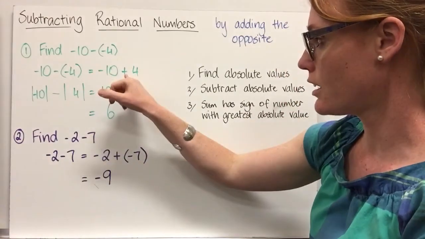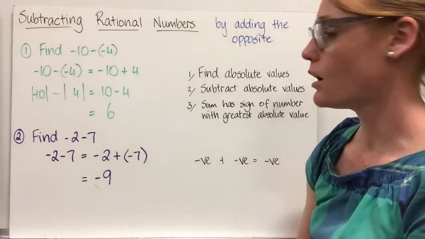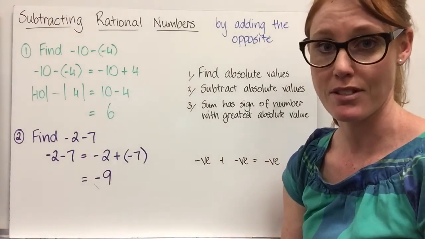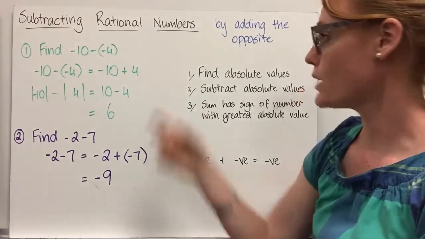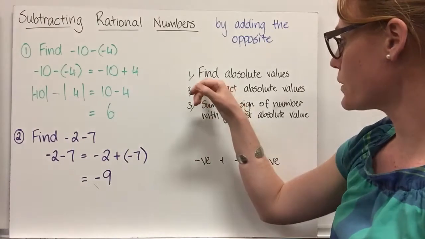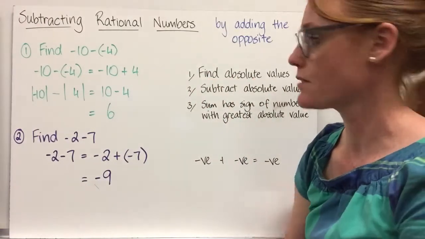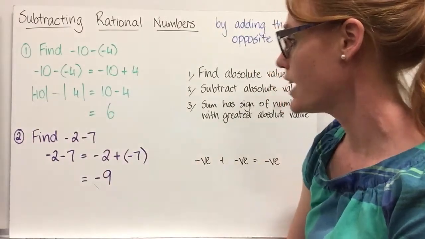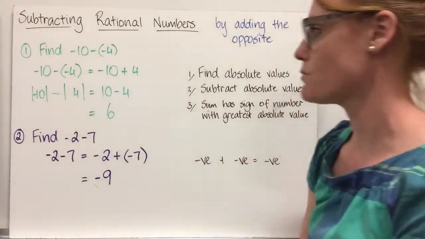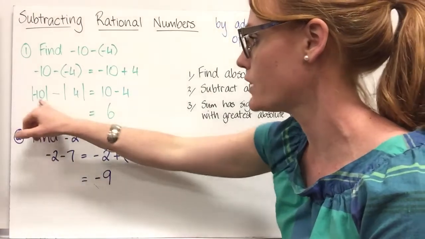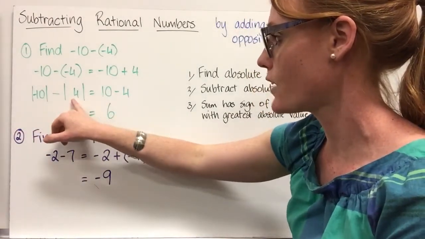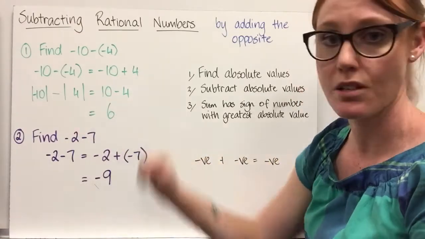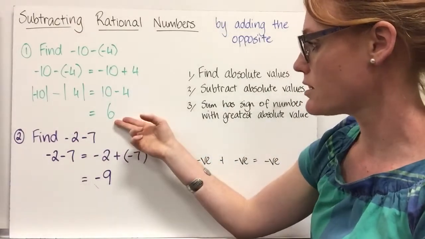So -10 plus 4. Now we know that when we're adding numbers that have different signs, positive and negative, we have some steps to follow. So first of all, we're going to find the absolute values. So the absolute value of -10 and the absolute value of 4. And then we're going to subtract the absolute values. So the absolute value of negative 10 is 10. The absolute value of 4 is 4. So we're going to subtract these two numbers, and we end up with 6.